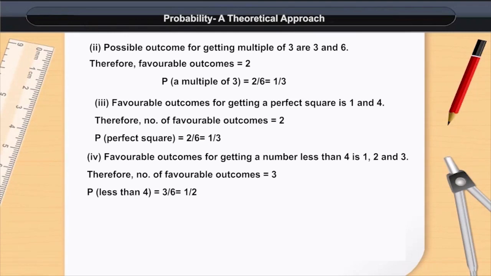4. Favorable outcomes for getting a number less than 4 are 1, 2, and 3. Therefore, the number of favorable outcomes is equal to 3. P(less than 4) is equal to 3 upon 6, is equal to 1 upon 2.